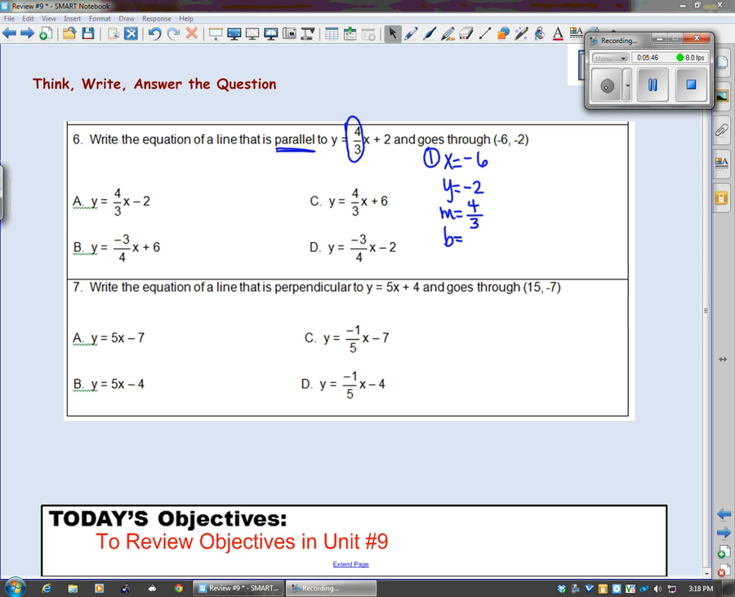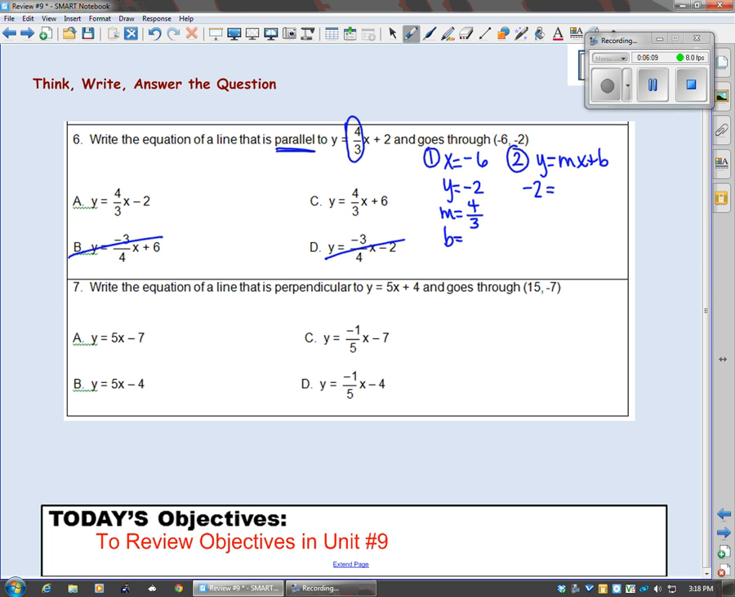So right away, you should be able to eliminate 2 of your answer choices. Answers B and D do not have a slope of 4/3. Okay, parallel slopes are the same. So you just need to know, is your b going to be -2 or is your b going to be +6? So you plug into y equals mx plus b.